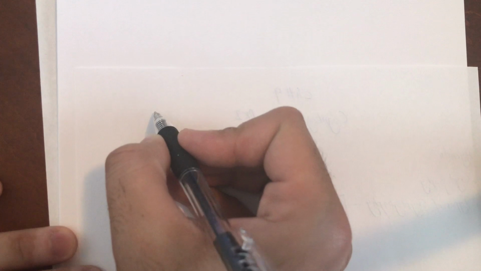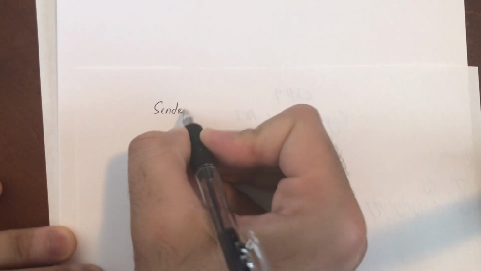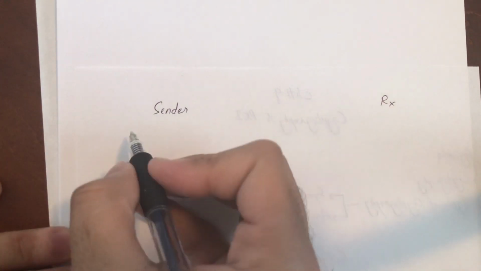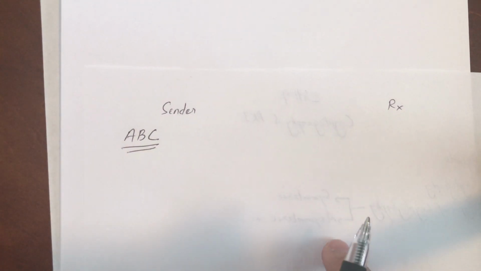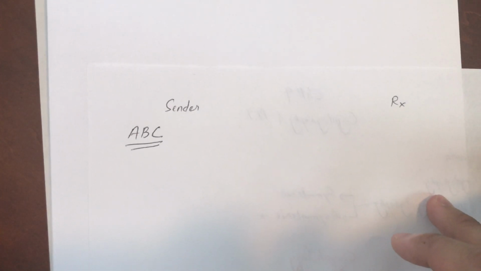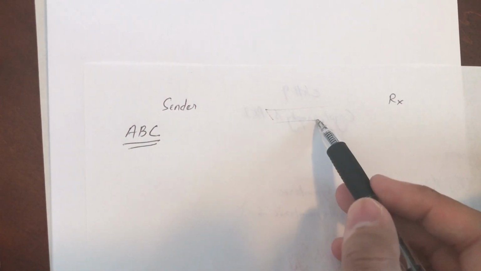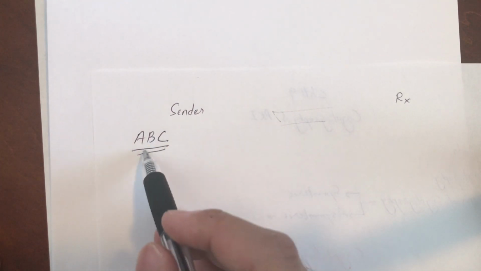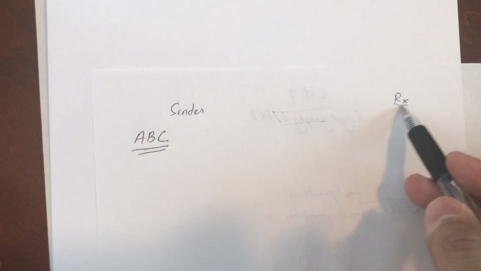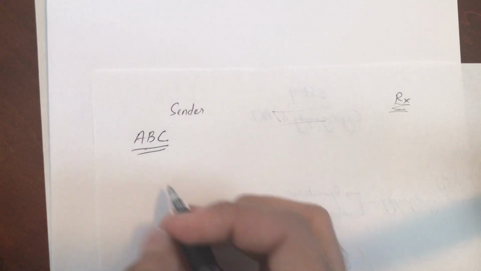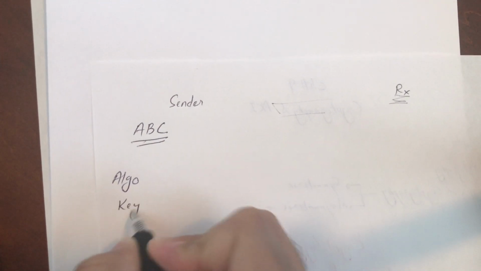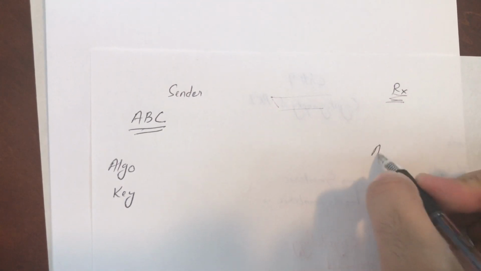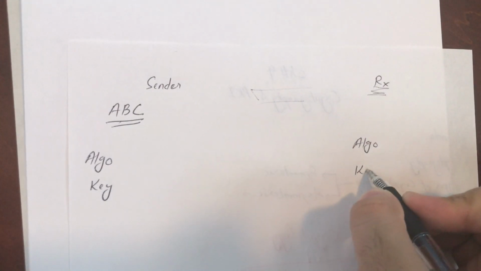Let me give you a simple example. Let's say Alice is the sender and that's the receiver. We have a message, let's say ABC. The sender wants to send the message ABC to the receiver in a secure form using cryptography, and we know that there might be some sniffers in between. So we need to transform the message into a secure form so that only the receiver can actually receive or interpret the message. We are assuming that both of the parties agree on an algorithm and a key. Same is the case with the receiver.